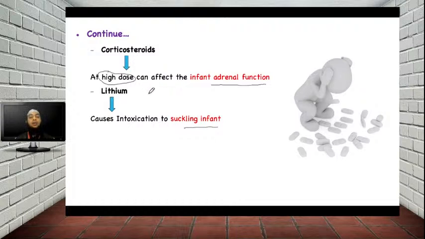So either you can stop giving milk to the child, so the mother should not give the milk to the child, or you can switch over to another drug which cannot produce intoxication in the suckling infant. Okay, so we have seen about lithium.